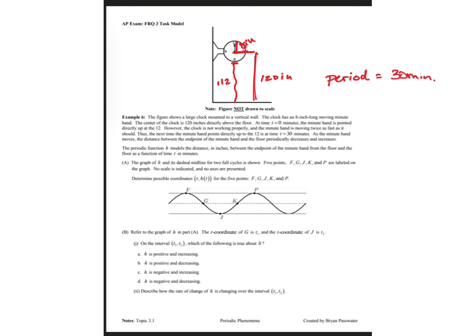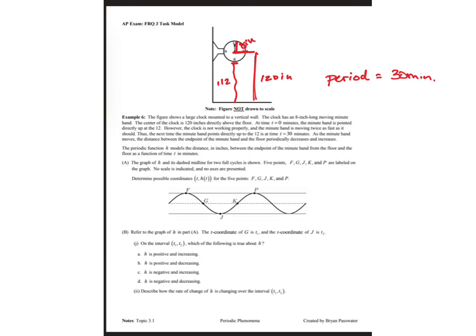However, the next time the minute hand points directly up is at t equals 30 minutes. As the minute hand moves, the distance between the end point of the minute hand and the floor periodically decreases and increases. Periodically, right? So we're measuring this distance. Sometimes it's 128. Sometimes it's 120. Sometimes it's 112. And it's a periodic change.